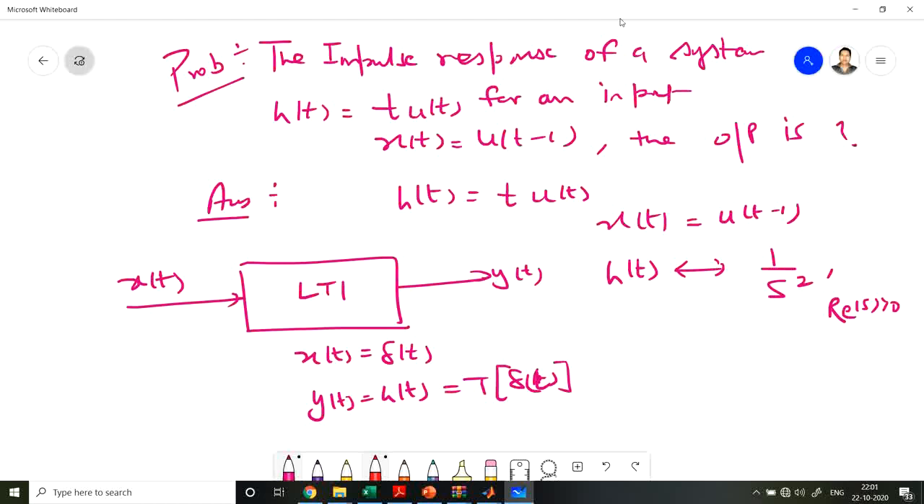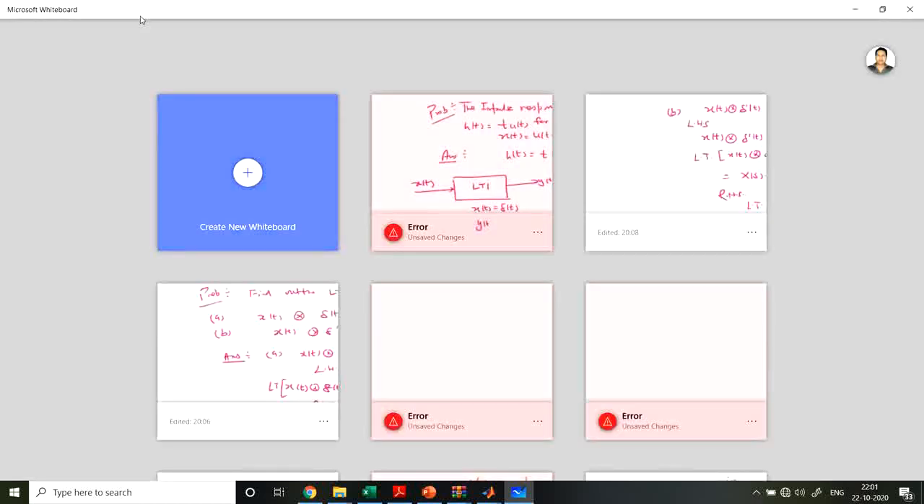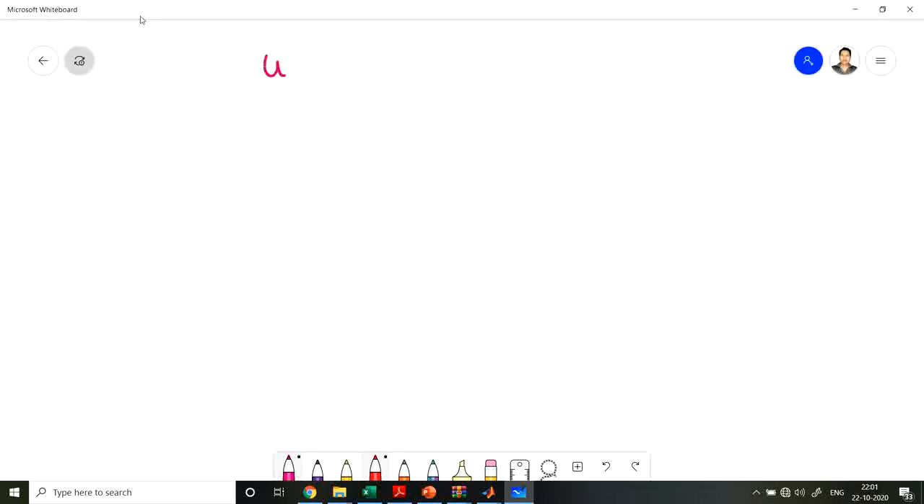So how to get this expression? Please understand that the Laplace transform of u(t) is 1 divided by s, and the ROC is real part of s greater than 0. The region of convergence is that real part of s is greater than 0. So the Laplace transform of u(t) is 1 by s.